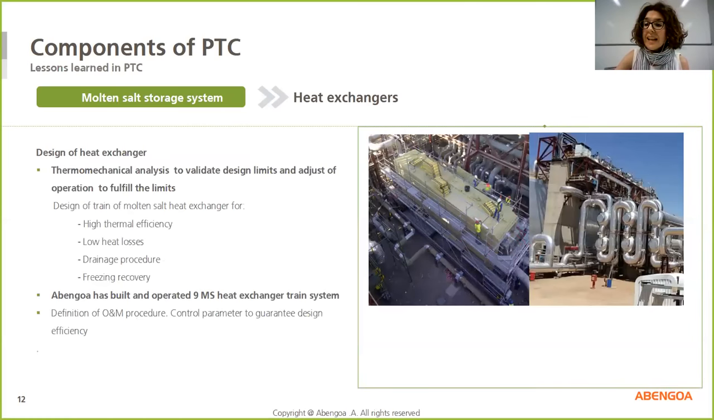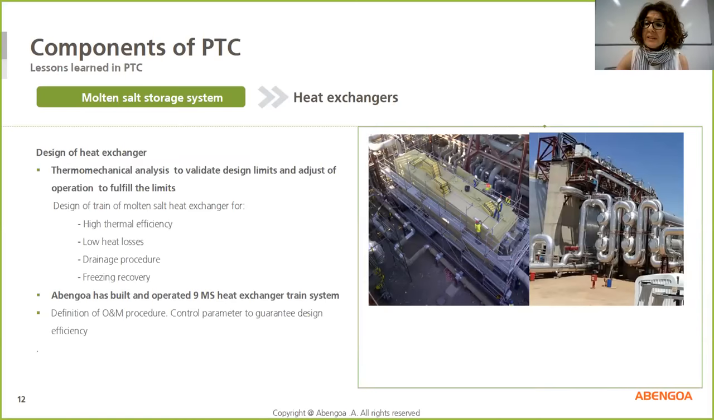Additionally, the design of the heat exchanger is another key aspect of the thermal storage system. Again, thermomechanical analysis is required to validate design limits and to adjust the operation in order to fulfill the limits. The design must consider high thermal efficiency, low heat losses, the drainage process, procedure, and the freezing recovery.